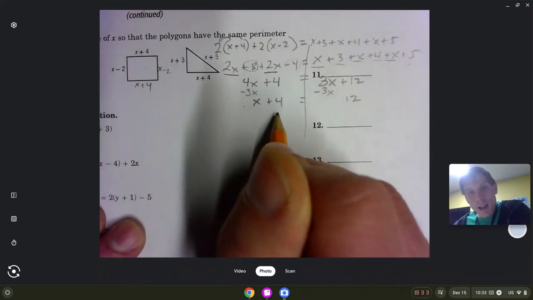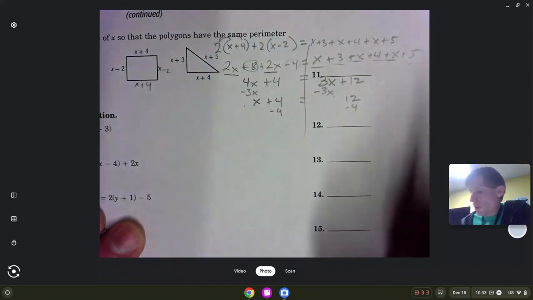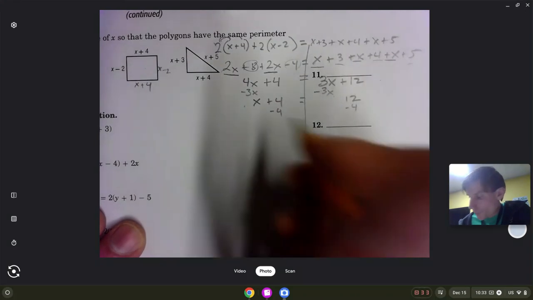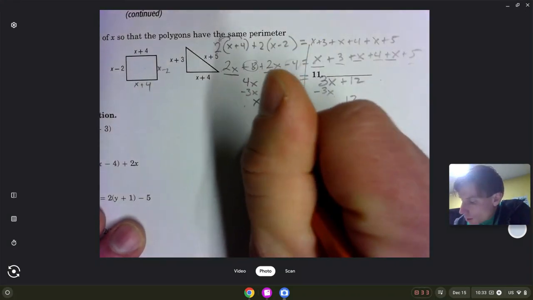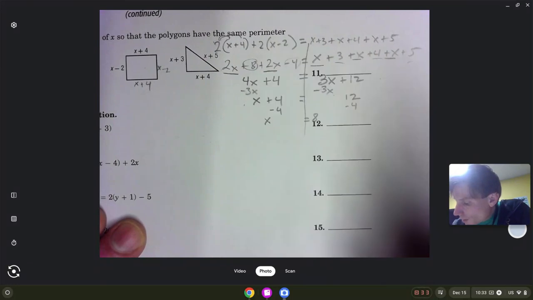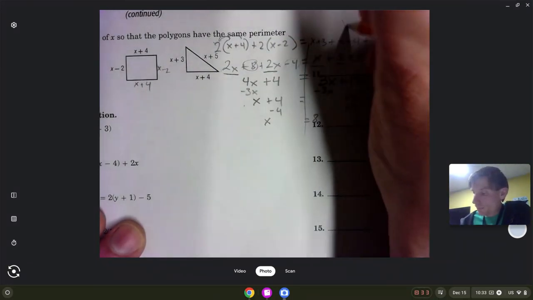So the opposite of adding 4 is subtracting 4. Again, as we make all these moves, we're always trying to get our variable all alone. He likes to be alone. So we have x equals 12 minus 4 is 8. So we have x equals 8. Okay, and that's it.